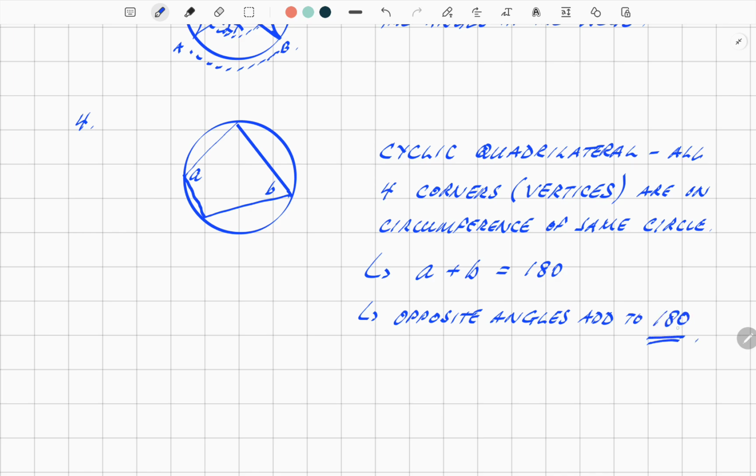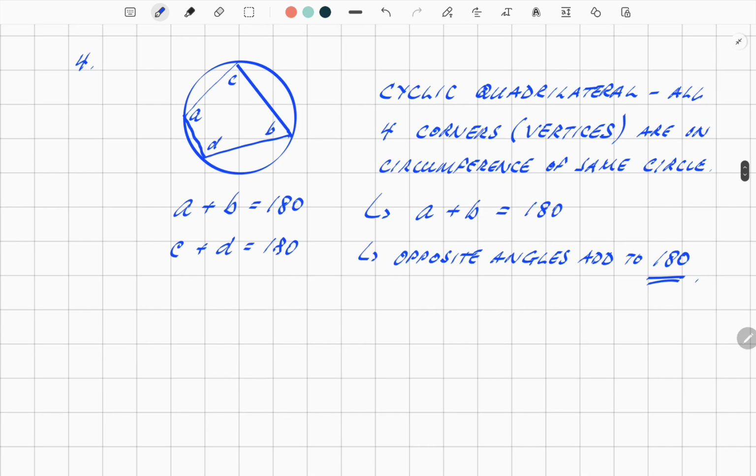All right, does that make sense? And similarly, if I had C and D there, so A plus B will be 180, and C plus D also 180. Okay? Right, number 5.